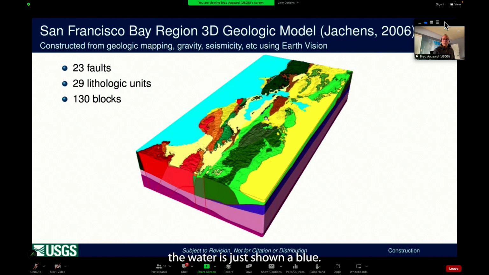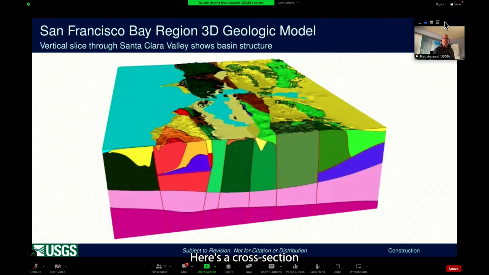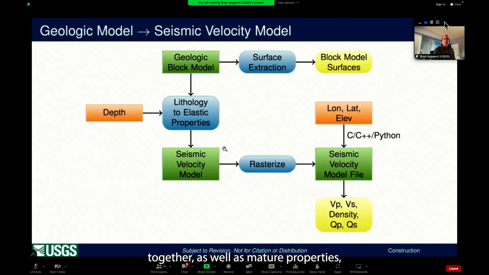The water is shown in blue, so we incorporate water, and we incorporate topography as well. Here's a cross-section through the Santa Clara Valley, and specifically San Jose, highlighting the Cupertino Basin on the west side and the Evergreen Basin on the east side. You can see how the faults bring disparate geologic units together, as well as material properties.